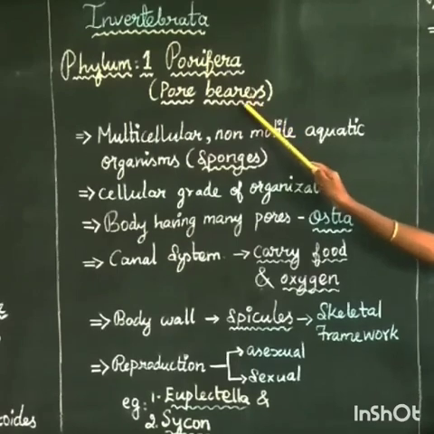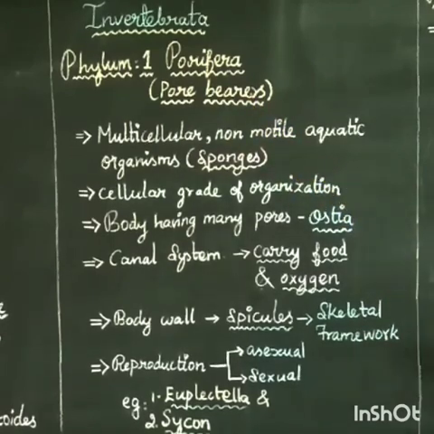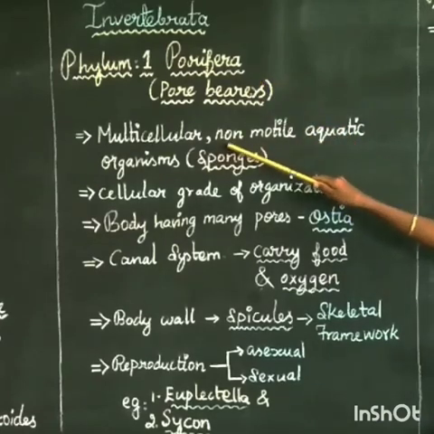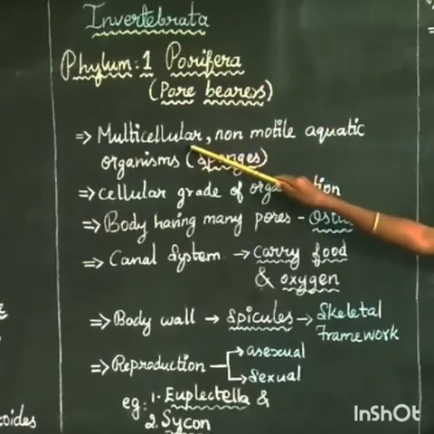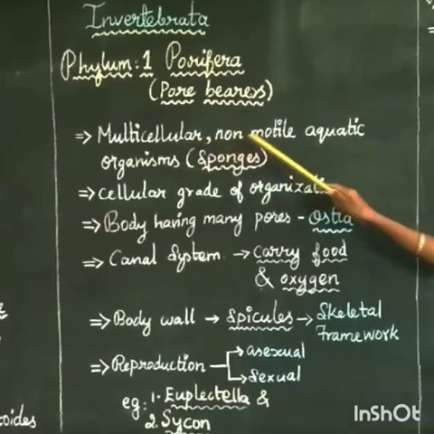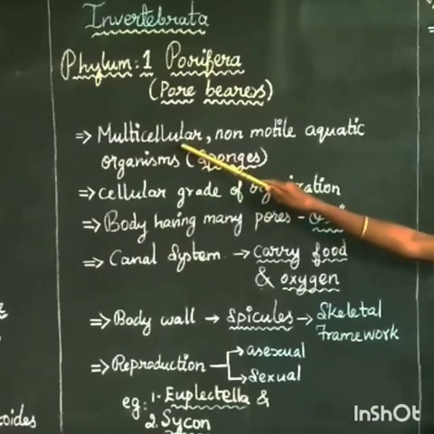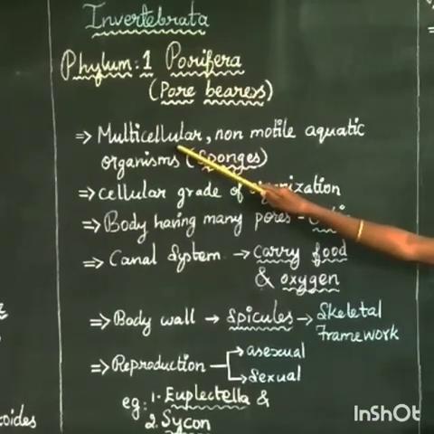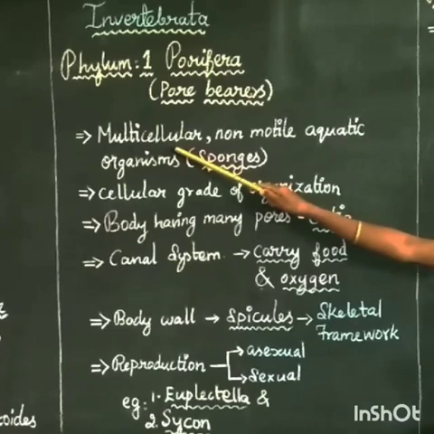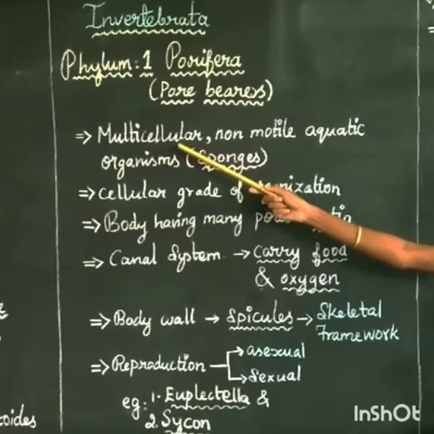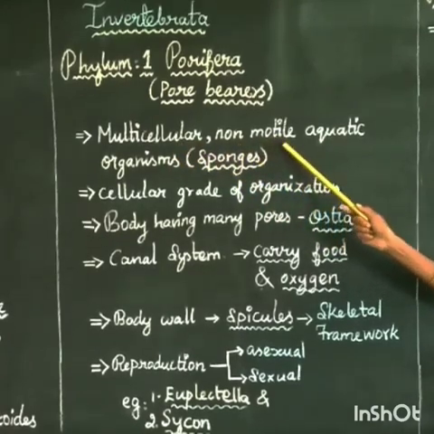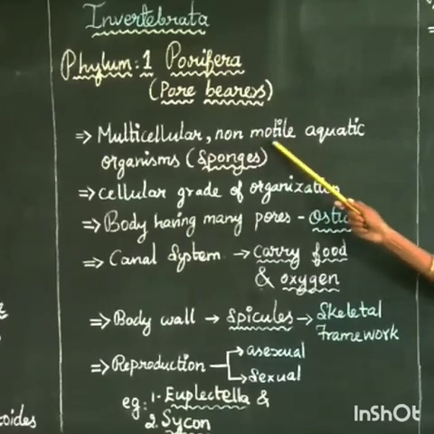Now we are going to see some of the characteristic features of this phylum Porifera. The first one is that it is a multicellular animal, a non-motile aquatic organism. Clear? Multicellular means the body is made up of many cells. What is meant by motile? Non-motile means non-movable. It is firmly attached to something.